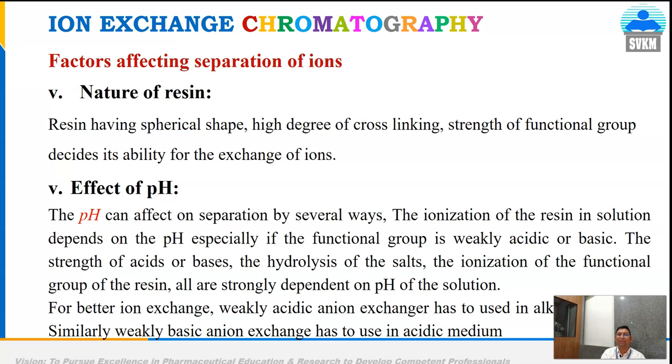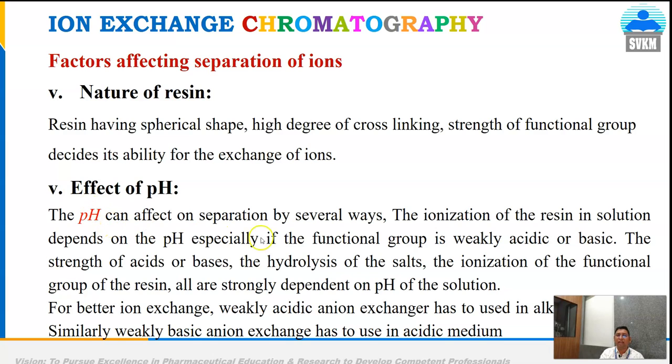Fifth one, nature of resin. It depends on the type of resin. Resin having a spherical shape, having a high degree of cross-linking, which allows it to link a big structure, forms a maximum surface area. It provides a maximum surface area which increases the strength of the functional group, which decides the ability for exchange of ions. As the cross-linking in these polymer resins increases, it also increases the ability of the counter ion to get entangled with this cross-linked mesh.